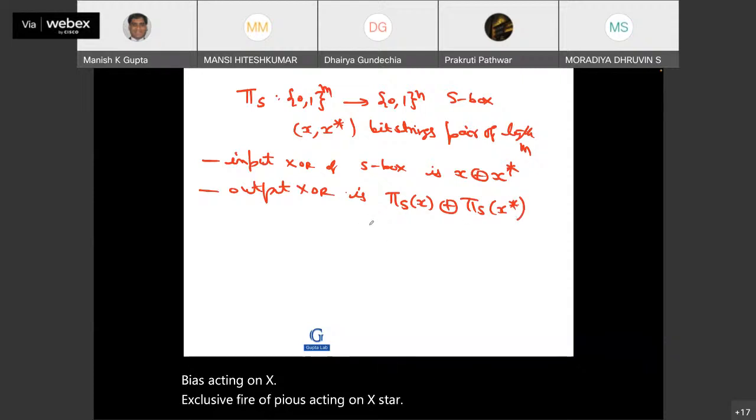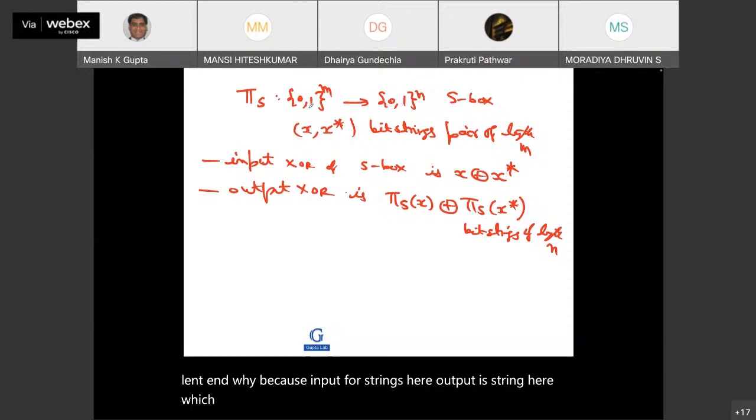Okay, these are bit strings of length n. Why? Because the input string here is length m, and the output is a string here, which is length n. Bit strings of length m, n.